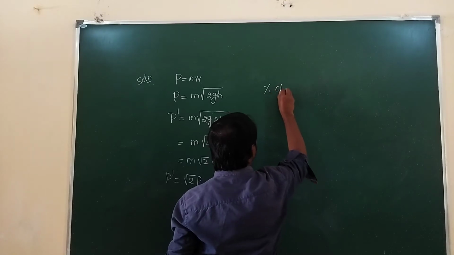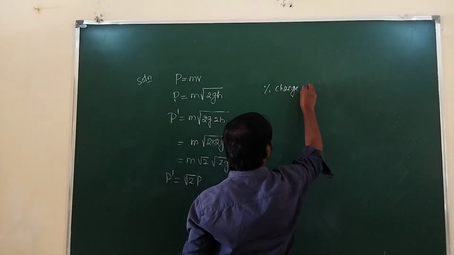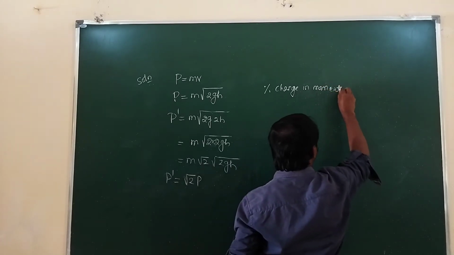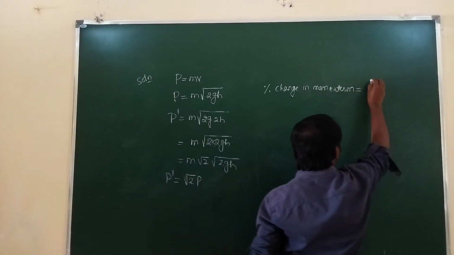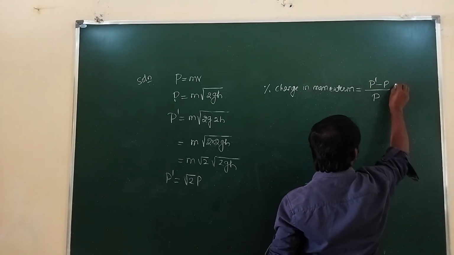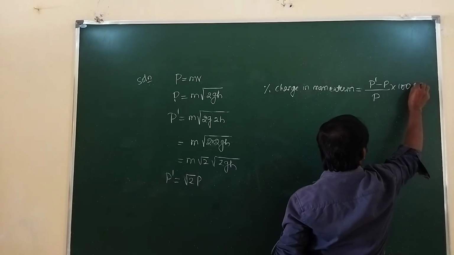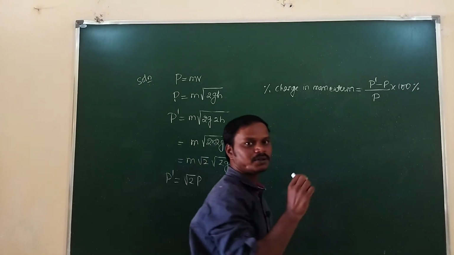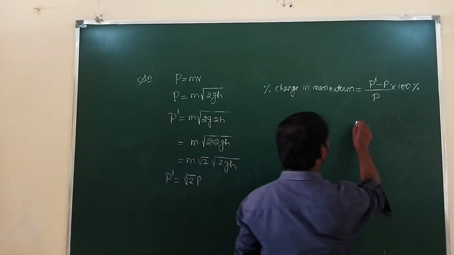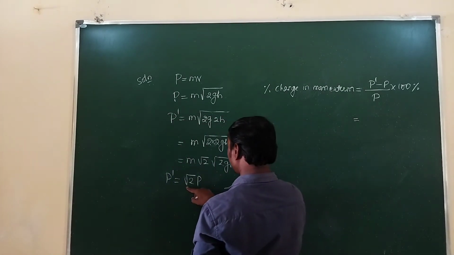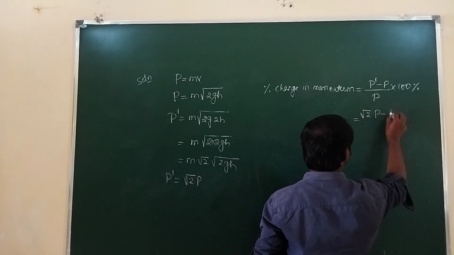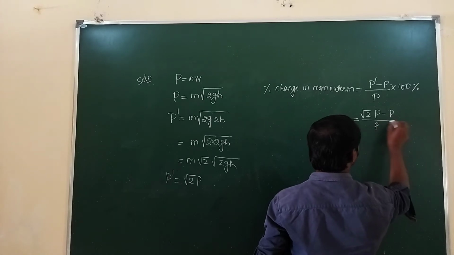Percentage change in momentum is equal to final momentum minus initial momentum divided by initial momentum into 100%. That means we have to find the change in momentum in terms of percentage. Now what about p dash? p dash is square root of 2 into p. Square root of 2 into p minus p, divided by p, into 100%.